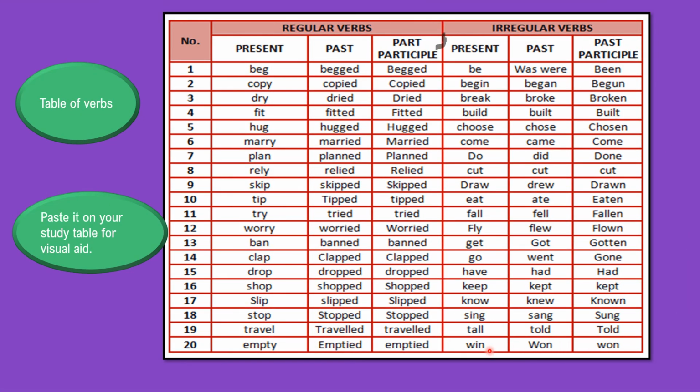Also, I want you to memorize or practice using verbs. So if it's a present tense verb, beg, how will you write beg in past tense? Beg will become begged, right? Copy will become copied, dry becomes dried, etc. There are so many. This is the table of regular verbs. This is the table of irregular verbs. Mind you, these are not the total number of regular and irregular verbs. There are many more. As of now, you just go through these.